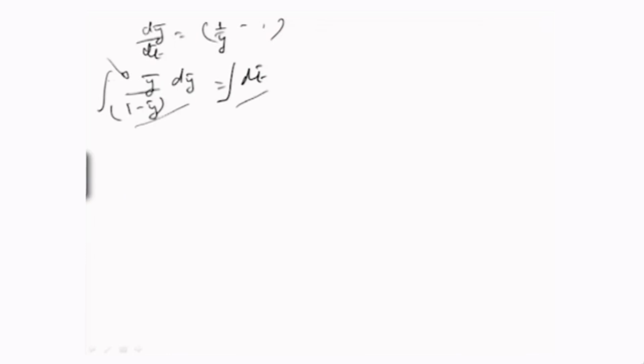In fact, the left side could be solved by considering a little bit of partial fractions. So, this whole thing can be represented as 1 plus y dash minus 1, divided by 1 minus y dash, times dy dash, and that is equal to the integral of dt dash, and further you can just split this up into two integrals.